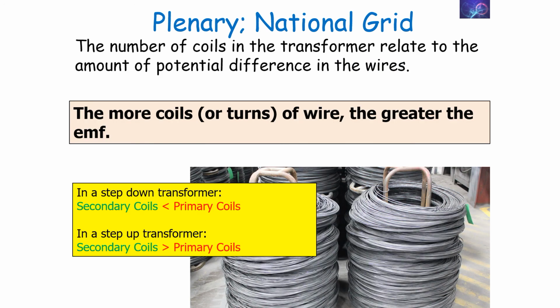So we can remember by saying the following: in a step down transformer, the number of primary coils is greater than the number of secondary coils, and in a step up transformer, the number of secondary coils is greater than the number in primary coils.